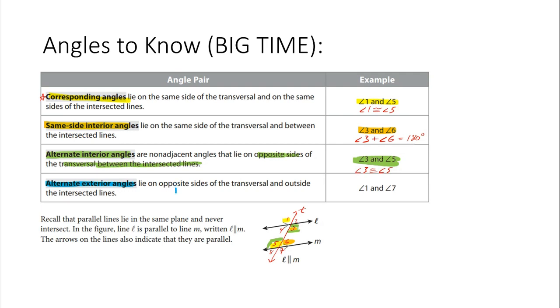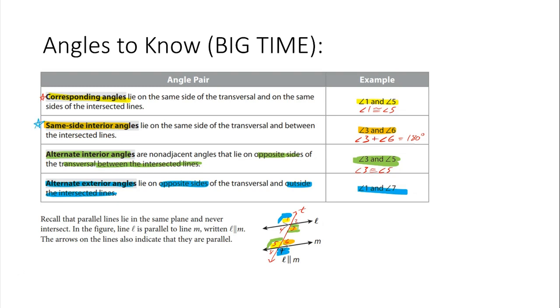Alternate exterior angles lay on the opposite sides of the transversal and outside the intersecting lines. So angle 1 and 7. If you guys notice, angle 1 is out there on the outside of the parallel lines, and on the alternate side, angle 7's just hanging out on the outside. So they're like the furthest away from each other compared to all the other angles. All right, so that's not too important compared to the other ones.